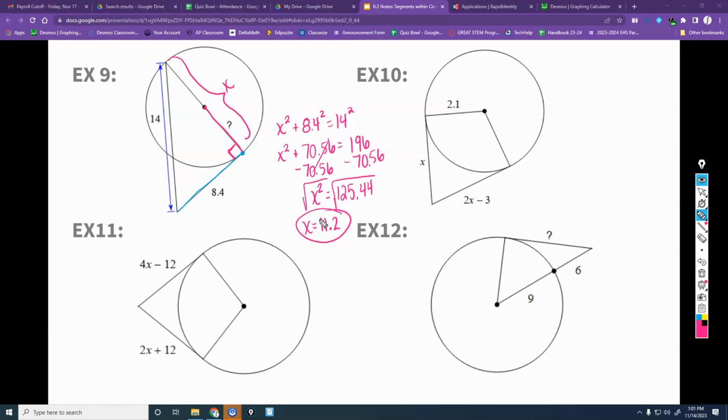Actually, oh, I circled that. Is that my answer? That is not my answer, because that is the length of this entire diameter. The question only asked me for the radius. So what should I do to my answer here? Divide it by 2. So if I do 11.2 divided by 2, 5.6, and that actually is going to be my answer.